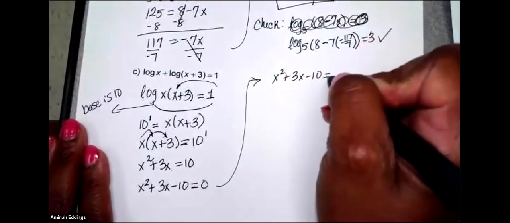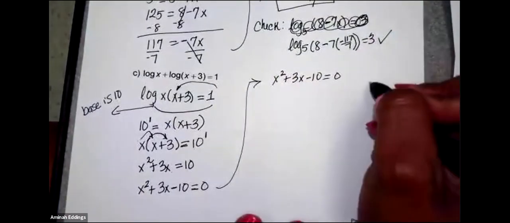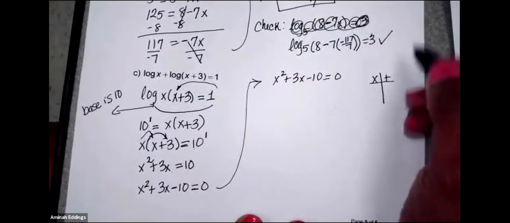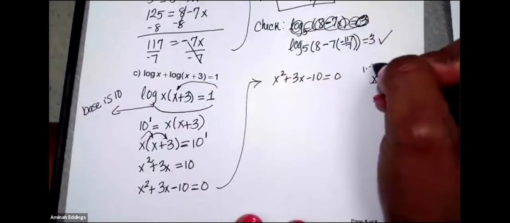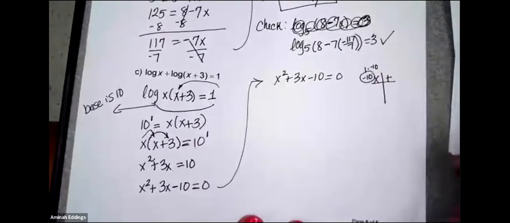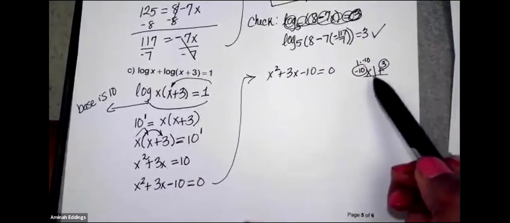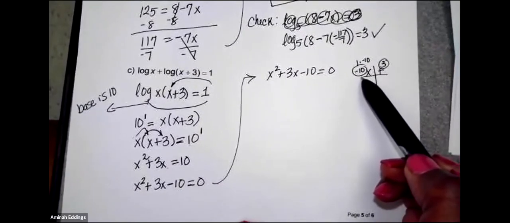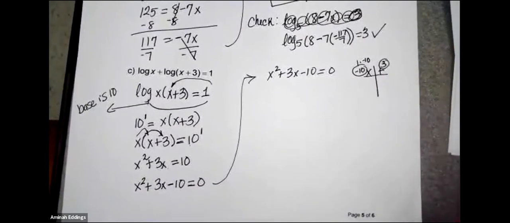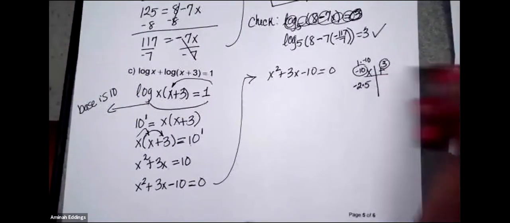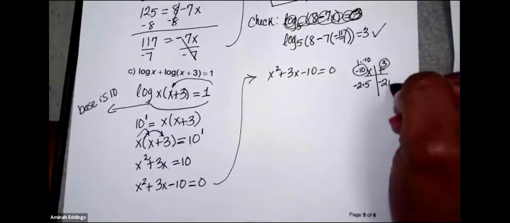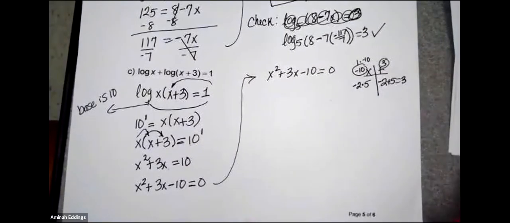And then as we've done a number of times this semester, we're just gonna do our t-chart. So A times C, 1 times negative 10 is negative 10. And then my B is 3. So I need 2 numbers that multiply together to get negative 10, add together to get 3. Negative 2, negative 5? No. Negative 2 and 5, I don't know. Negative 2 and 5, yes. Negative 2 times 5 is negative 10. And then negative 2 plus 5 is 3, very good.